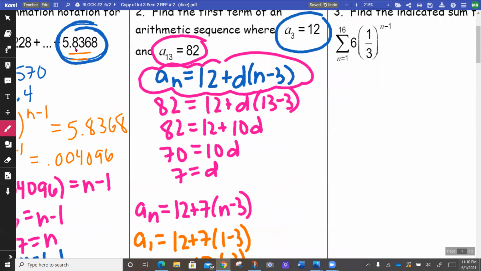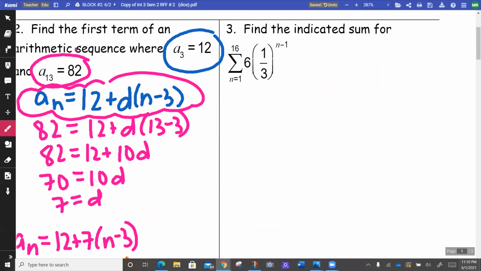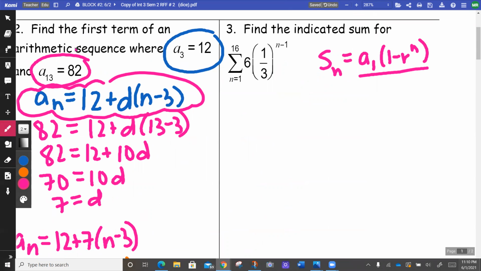So on number 3, find the indicated sum. Okay. So this is going to be a geometric sequence. I want S sub 16. And the formula for this is going to be here. Let me just write S sub n first: a sub 1 times 1 minus r to the n over 1 minus r. That's our formula. And so I want my 16th term.